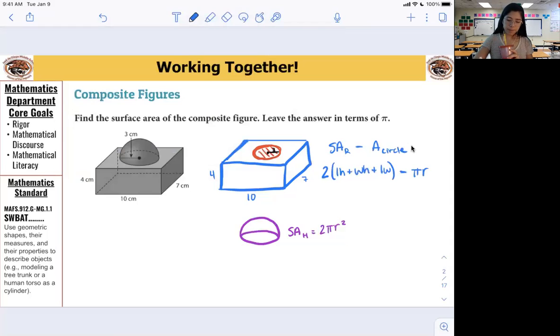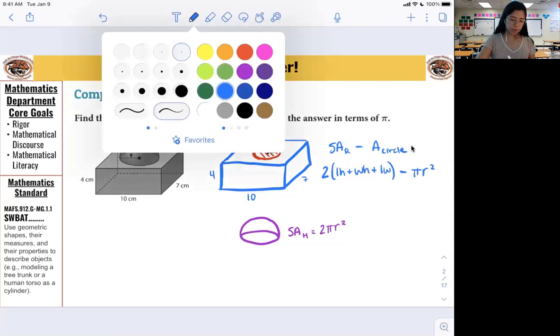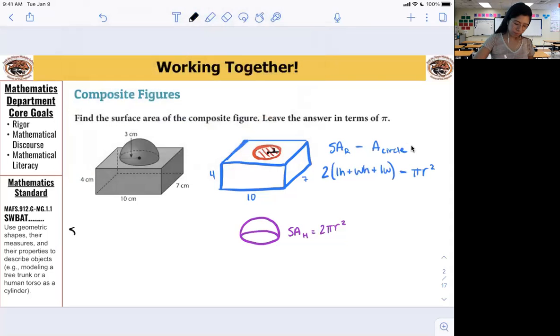Pi r squared. Cool. So all together now, the total surface area, rectangular prism. Was that supposed to be LW? No, yeah. Okay, I did it in a different order, but it's the same thing.